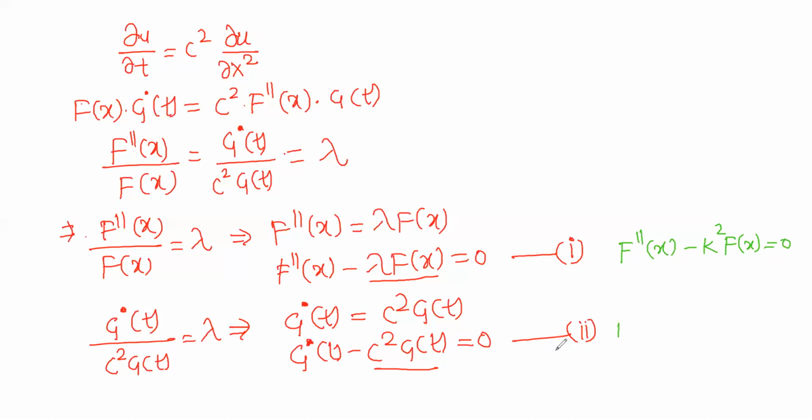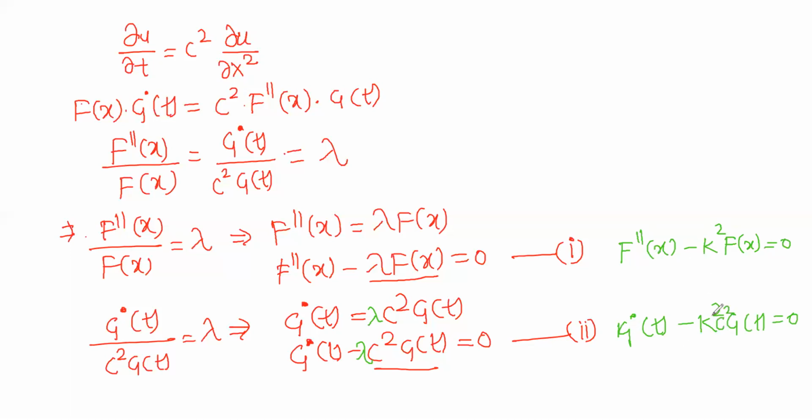And here I'll be getting, one second, I think here I forgot to write lambda. It will be lambda times. Please make a correction there. It is lambda times. So this equation will turn out to be g dot t minus lambda, which is k square, so c square k square times g of t equal to 0. Yeah, so I got this equation.